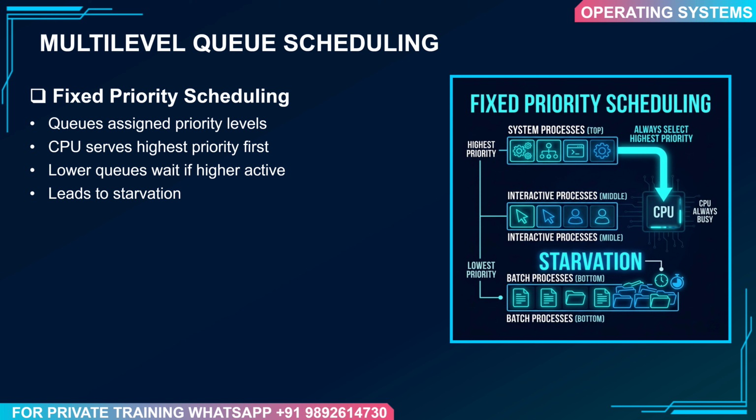For example, suppose we have three queues: system processes at the top, interactive processes in the middle, and batch processes at the bottom. If there are always system processes waiting, the CPU will keep executing them, and batch processes may never get a chance. This leads to starvation, something we already discussed earlier.